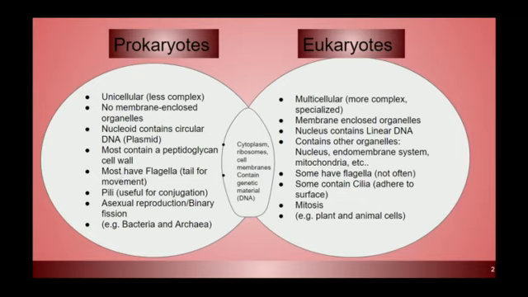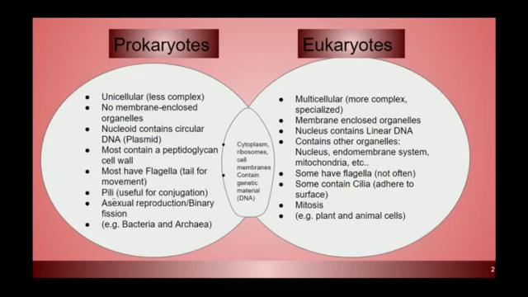Now most of the prokaryotes have a flagella, which is a tail for movement. It's used to propel the prokaryote in space or in water, wherever it's going. Eukaryotes, some of them have flagella, but it's not often for a eukaryote to have a flagella. And a lot of the eukaryotes that do have flagella don't just have one, they have multiple, and they're smaller than the big flagella of the prokaryotes. So you'll see that difference.